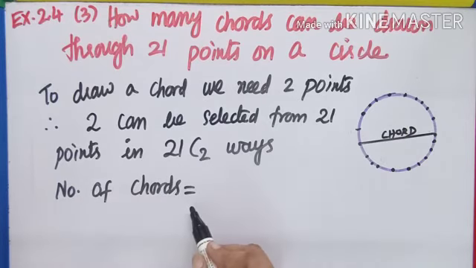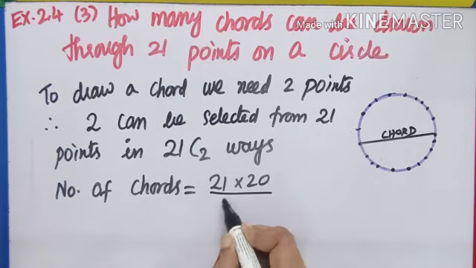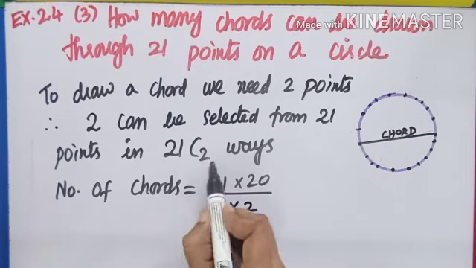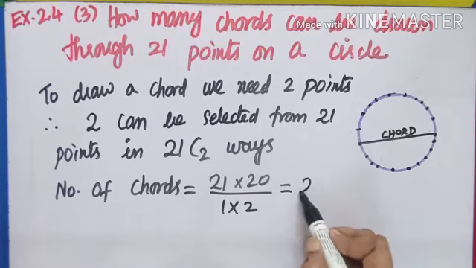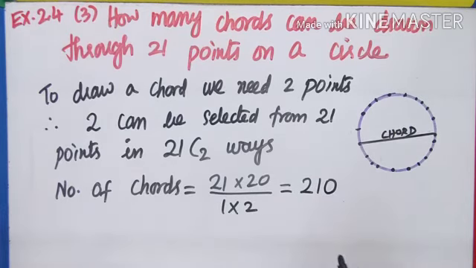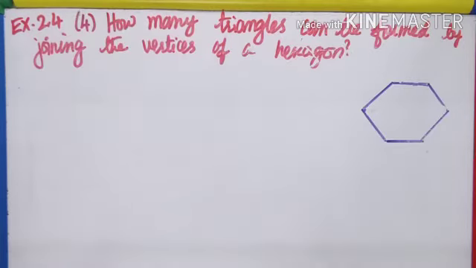So, how many number of chords are there? 21 into 20 by 1 into 2. When 2 is coming, denominator 1 into 2. Numerator, I must write 2 numbers. 21, previous number 20. As I cut and cancel, it is 210. So we can draw 210 number of chords.